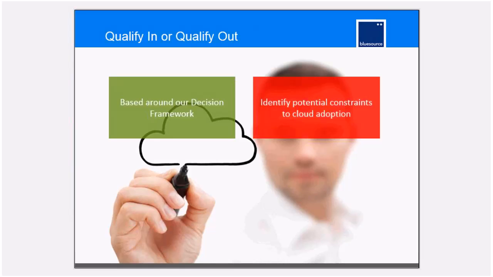Key to this process is identifying potential constraints to cloud adoption. So for example, is there going to be on-premises infrastructure work that needs to be undertaken to meet cloud requirements? So if you've got Outlook 2003 clients, they're not supported on Exchange Online, so will the business need therefore to undertake that before we can be in a position to start the move to cloud?